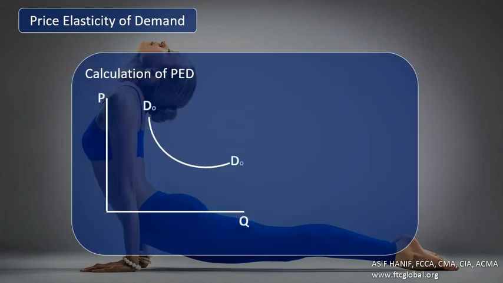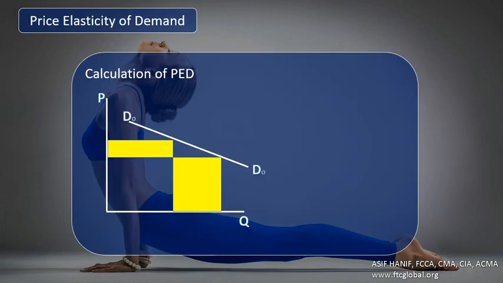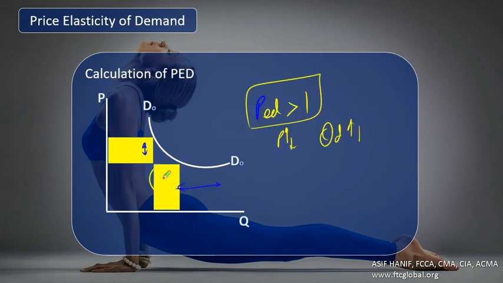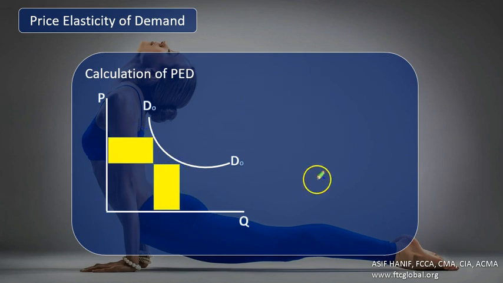Next, and remember, this is called relatively elastic. If PED is greater than 1, it is termed as the product has relatively elastic demand. If the curve is like this, it is called unit elastic or unitary elastic. In this case, any change in price would result in proportionate change in quantity demanded. You can see the size of the block on price side and on demand side is same. So in this case, the price elasticity of demand is equal to 1.